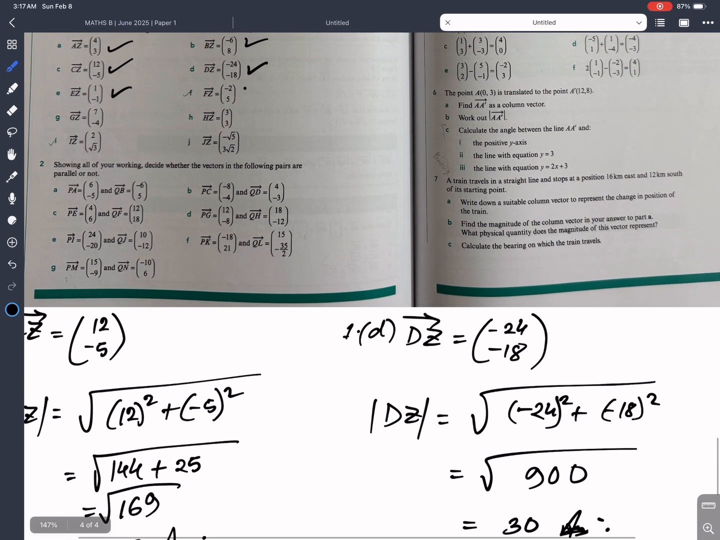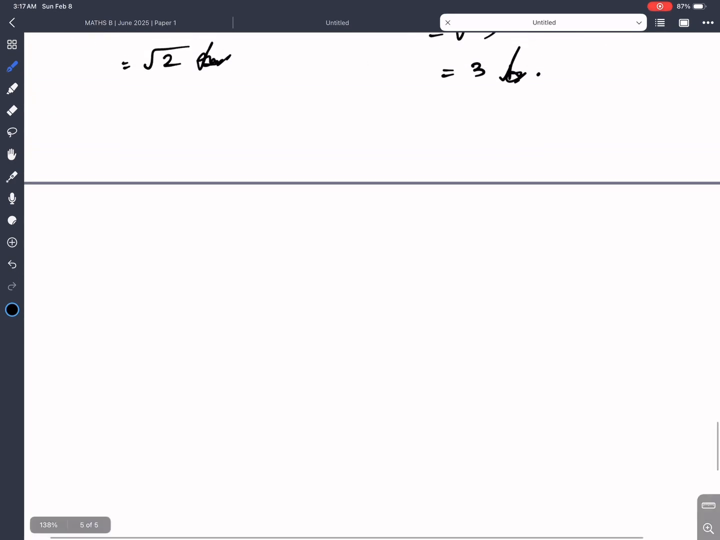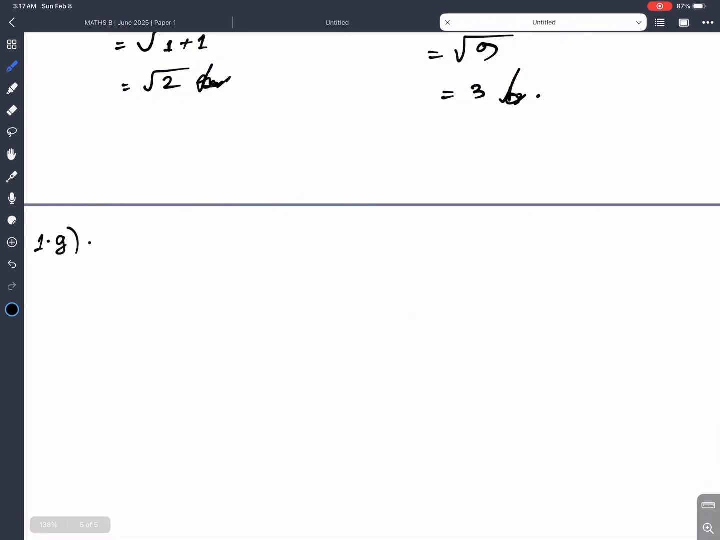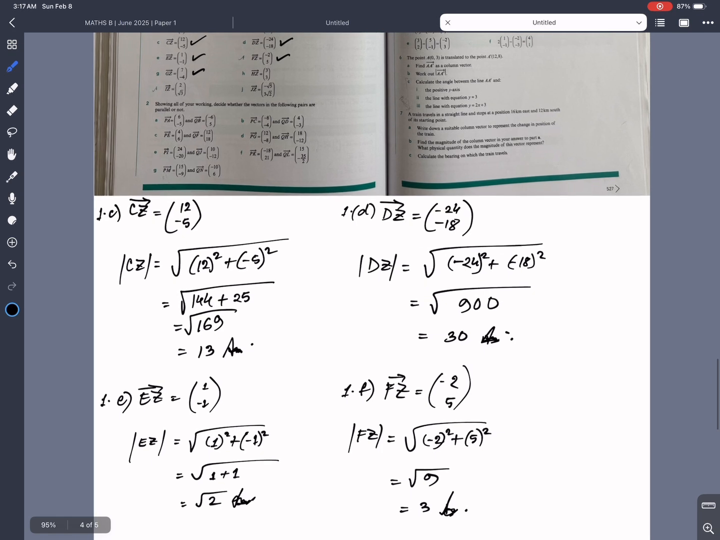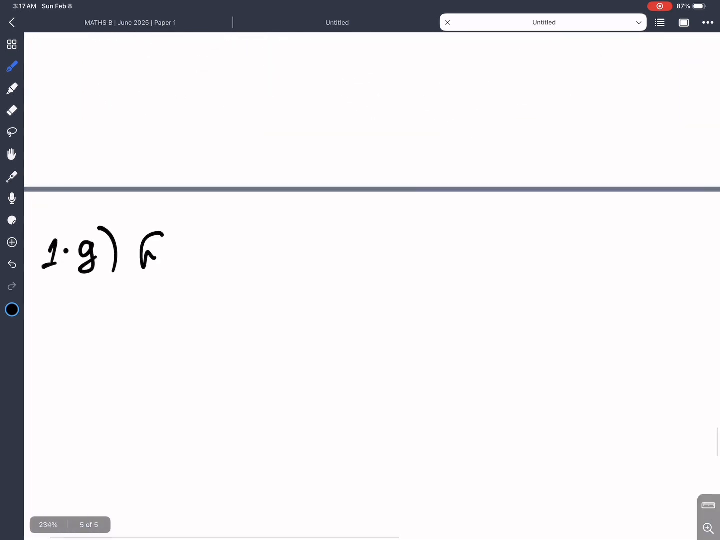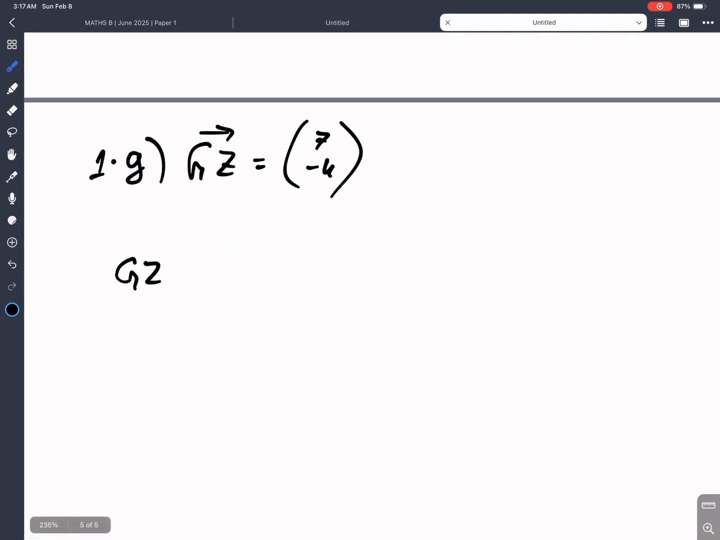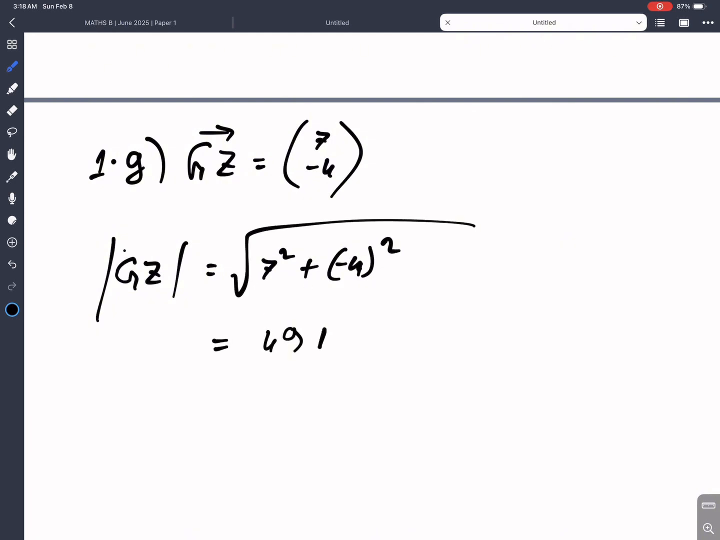Let's do number G. So 1G, GZ, (7, -4). GZ modulus is equal to root over 7 square plus negative 4 square, root over 49 plus 16, which is 65. Root 65. This is going to be the answer.